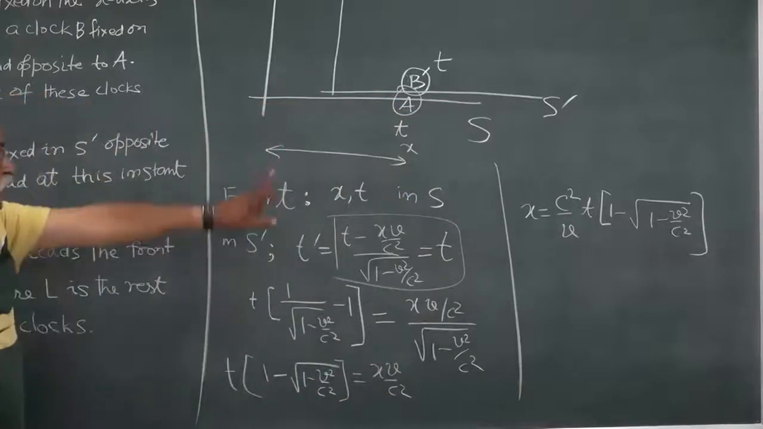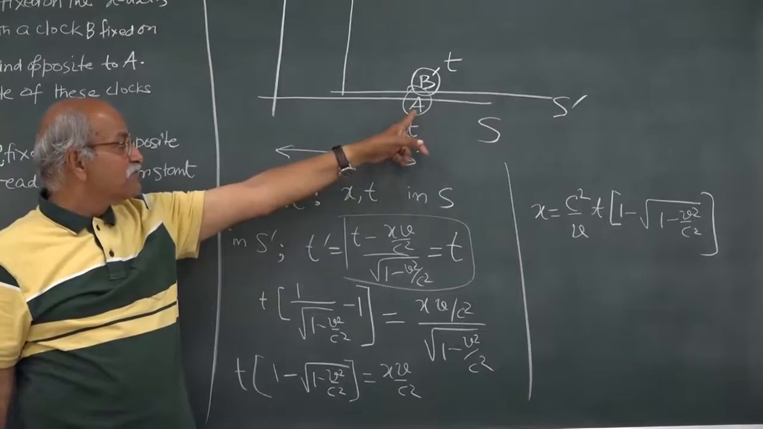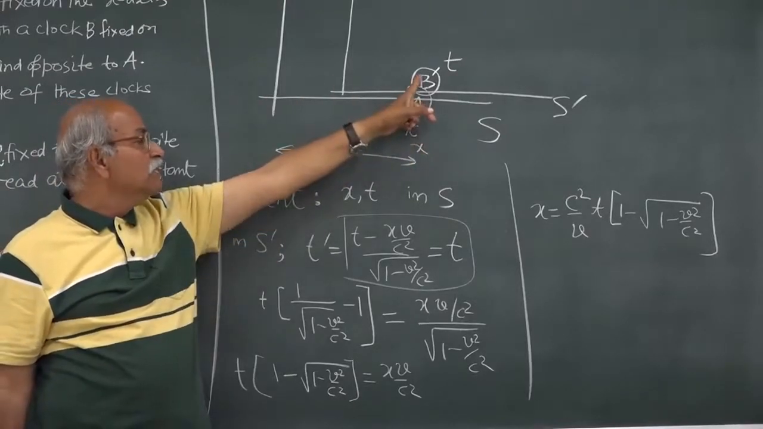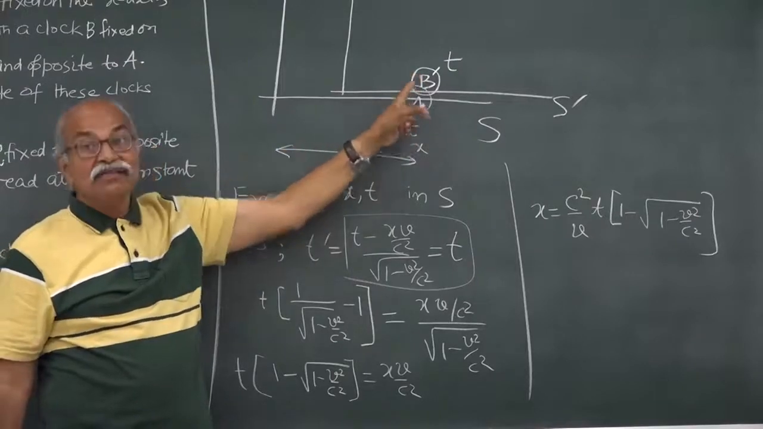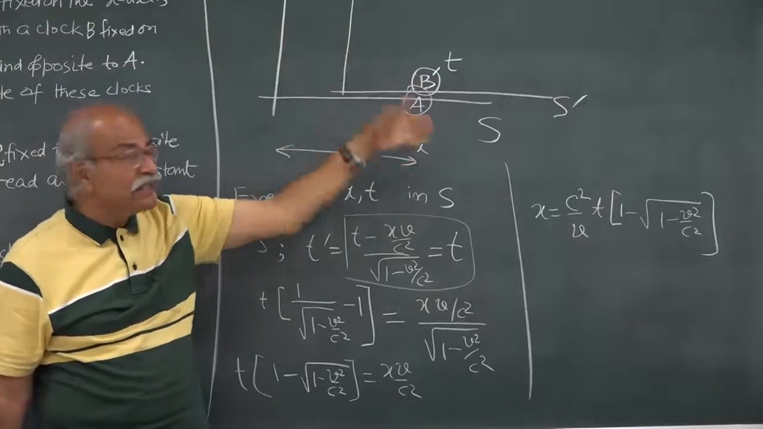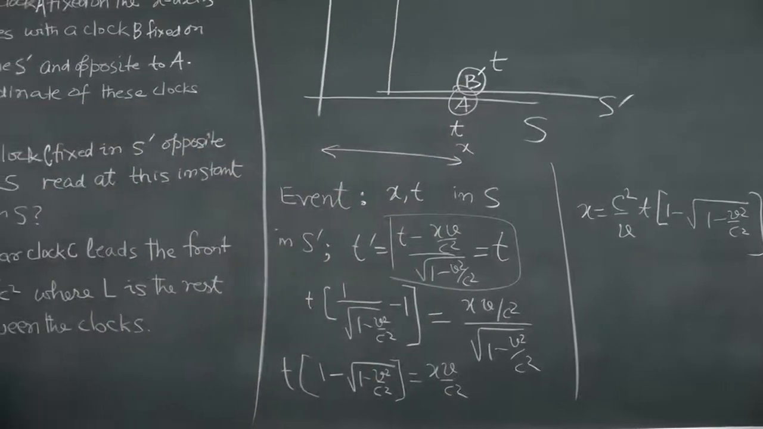So, that is the coordinate. At this coordinate the clock of S frame, and at the same position the clock B of S prime, they coincide, the readings coincide. Okay, they agree with each other. This is t, this is t. So, that is our first part.